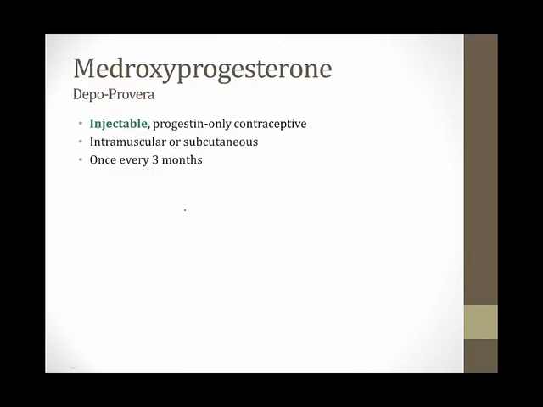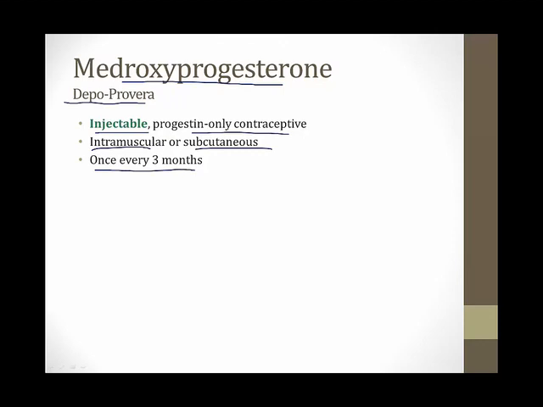Another progestin-only type of birth control is called medroxyprogesterone or Depo-Provera. This is an injectable progestin-only contraceptive that can be administered in the office by a physician via an intramuscular or subcutaneous injection, and you only have to give it once every 3 months.